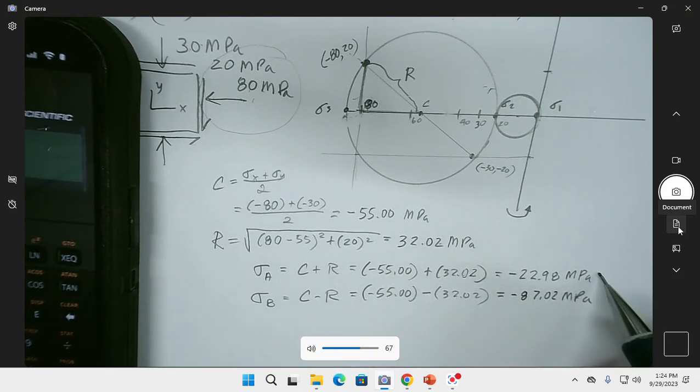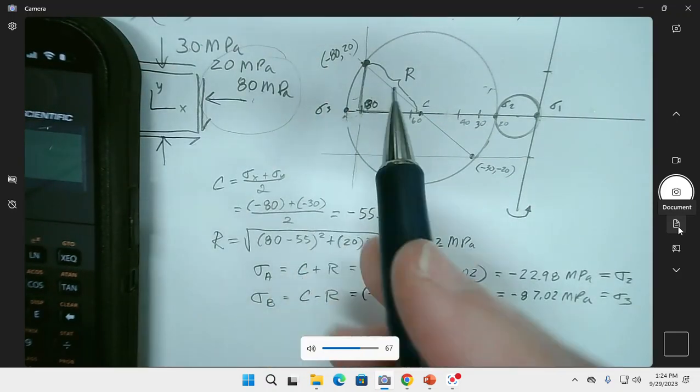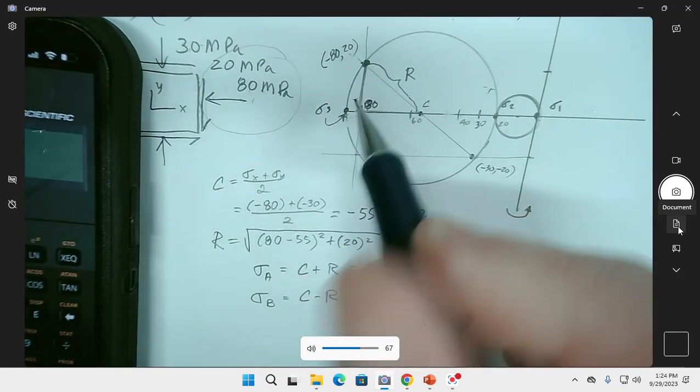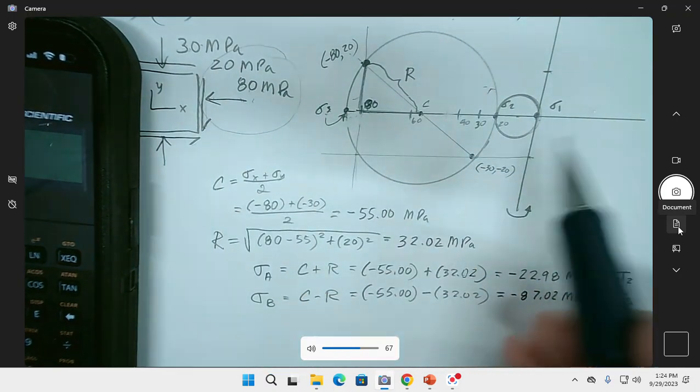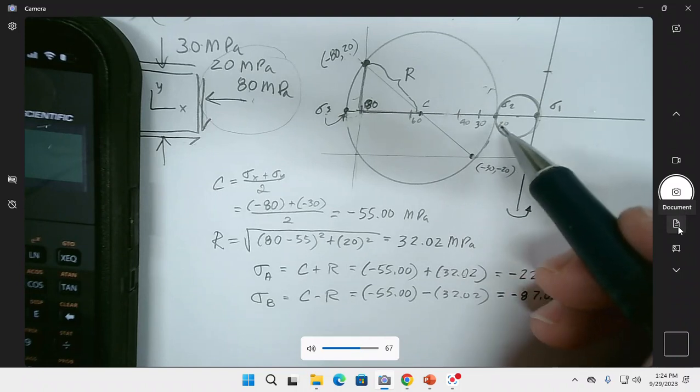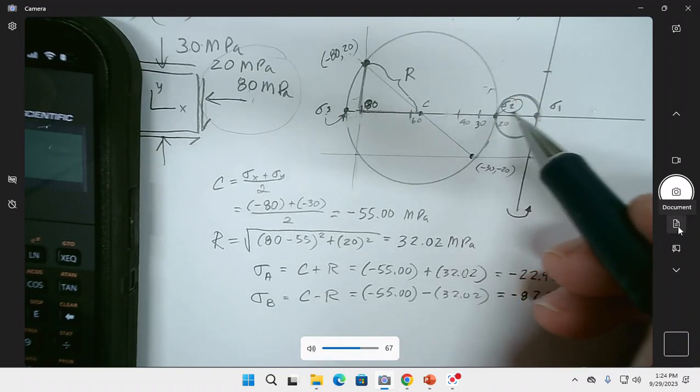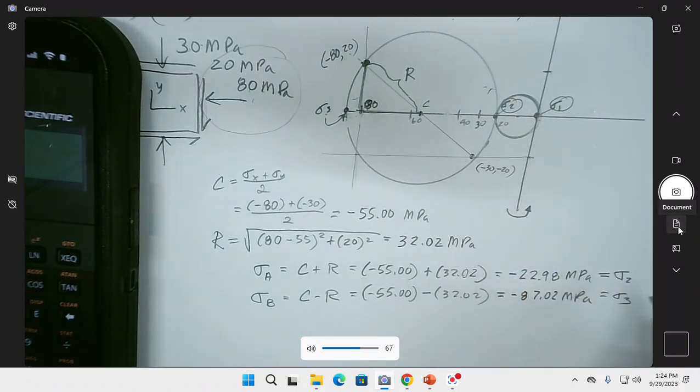So based on that, this is going to be sigma 2, and this is going to be sigma 3, right? So there you go. As we mentioned, that's sigma 3. It's the lowest principal stress. This is sigma 2 right here, which I put in a bad spot. And then sigma 1 is going to be equal to 0.